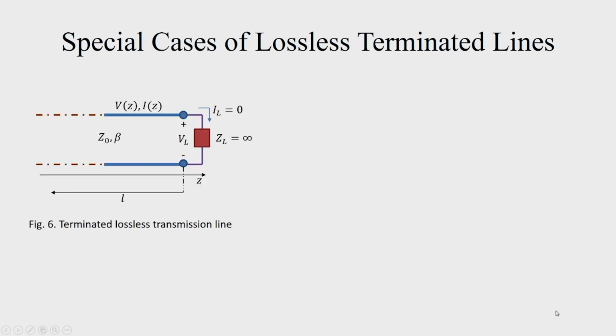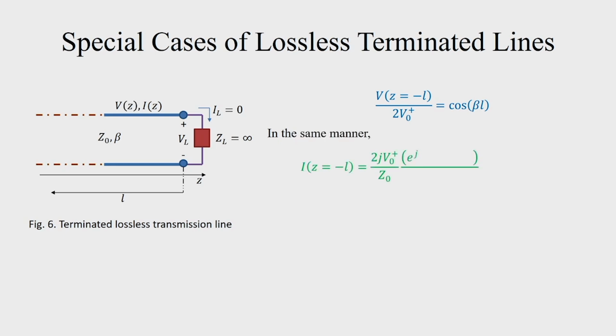Similarly, if we find the current at a distance L from the load, it can be found to be 2j V0+ divided by Z0 sin βL. And the input impedance, once again if you calculate V by I at a distance L from the load, Zin becomes minus jZ0 cot βL.